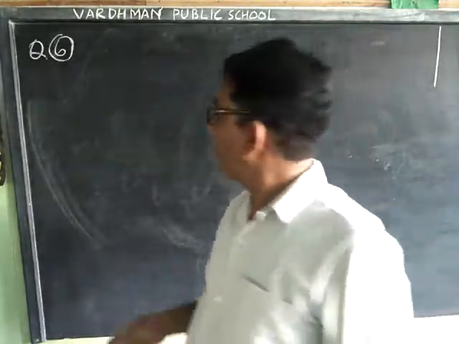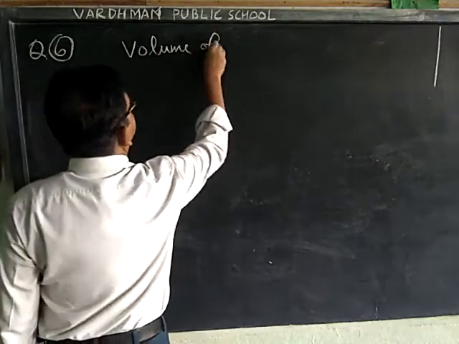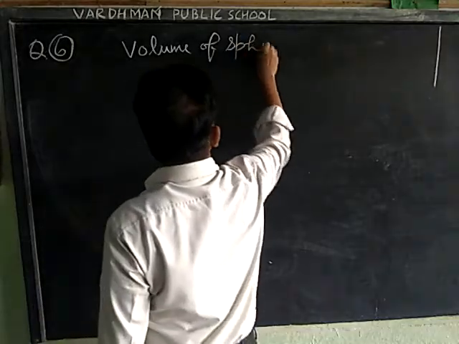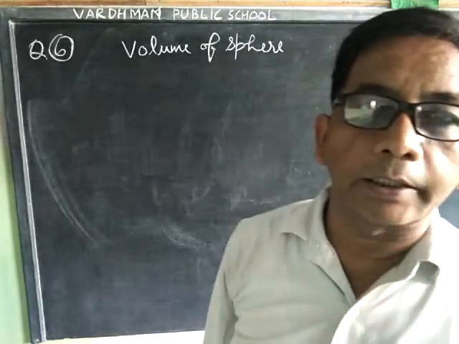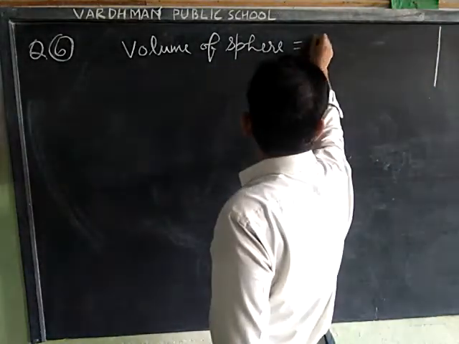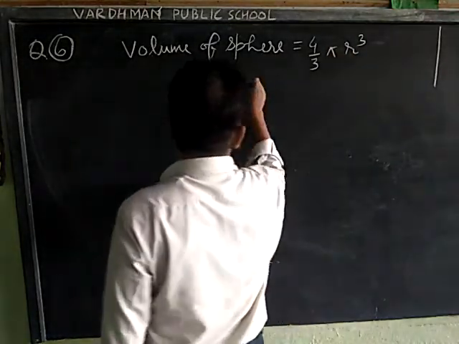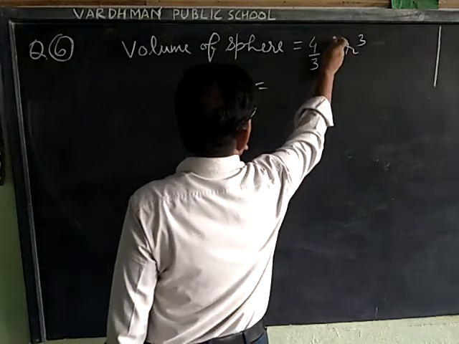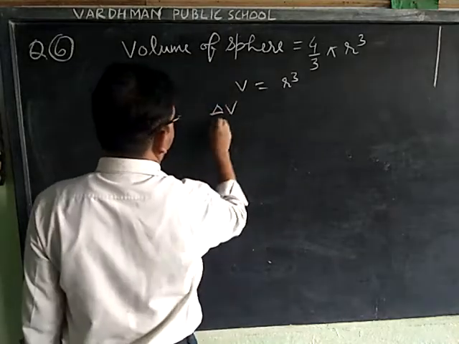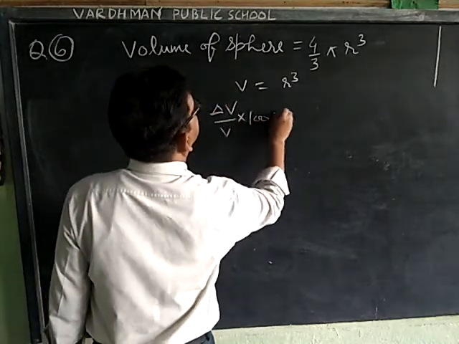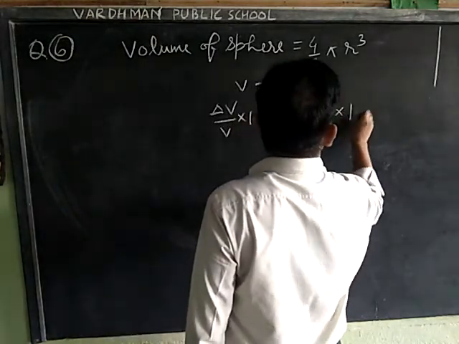We know the volume of a sphere. Can you tell me what is the volume of a sphere? 4 upon 3 pi r cube. That is V is equal to 4 upon 3 pi r cube, ignoring 4 upon 3 pi. Now percentage error in volume, delta V upon V into 100 is equal to 3 delta R upon R into 100.